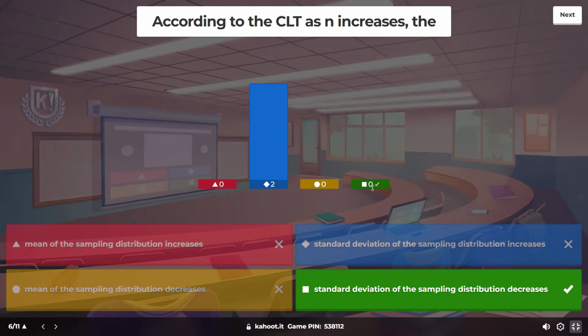So when sample size increased last time, what did you notice about that distribution? Did it get wider or skinnier? Skinnier. So did the standard deviation get bigger or smaller? Smaller. And how much smaller? It goes down as the square root of n. This is good. I'm glad we're going over this. Getting some good reinforcement here.